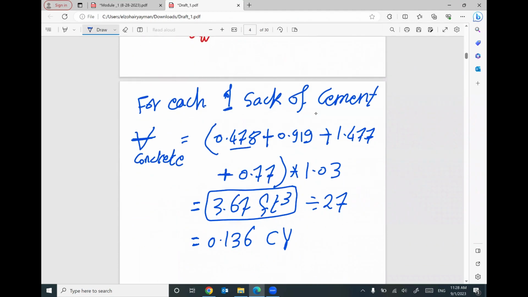Everybody agree with these calculations? Yes, sir. My question is, why did I multiply it by 1.03? Anybody knows? Train. Thank you.